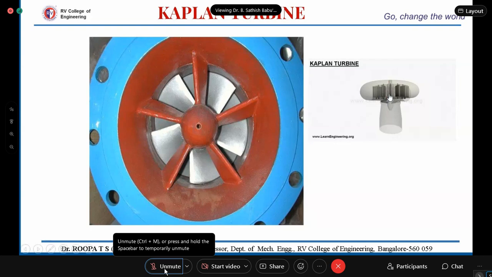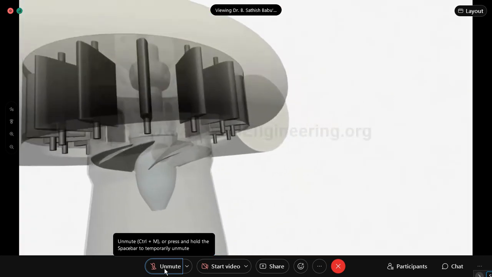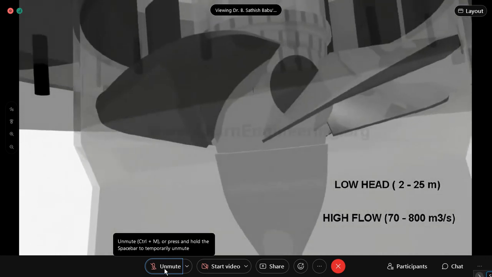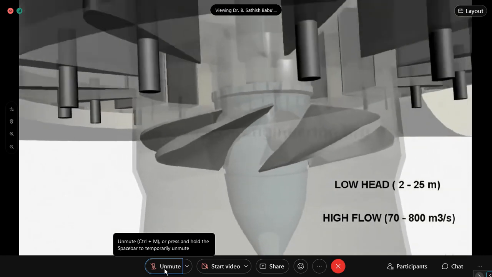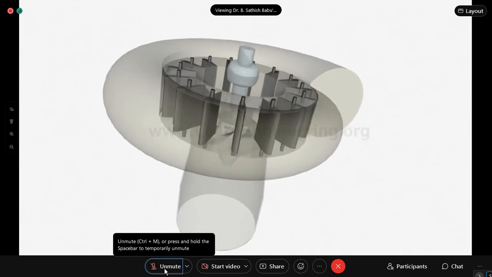We will just see this. Kaplan turbines are suitable for power extraction when water energy is available at low head and high flow rate, which means they are suitable for operation when water is stored in a big reservoir at a relatively shallow altitude.